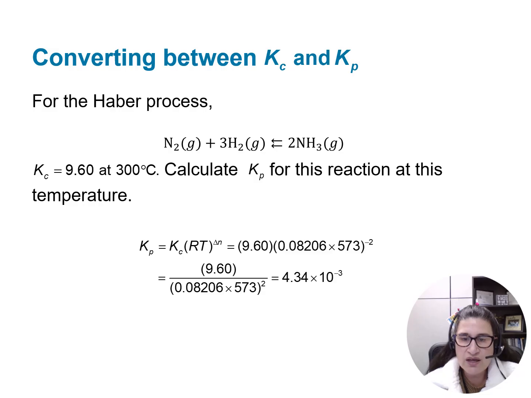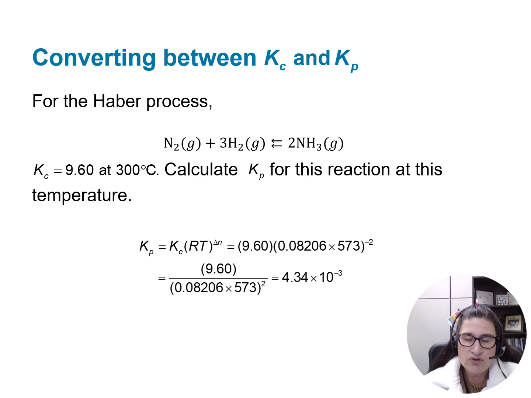And then for my delta n, I would take 2 moles of my products minus 3 plus 1, which is 4 moles of reactants. So 2 minus 4 gets me -2. I would multiply those to the -2 power times this, and I should get 4.34 times 10 to the -3.